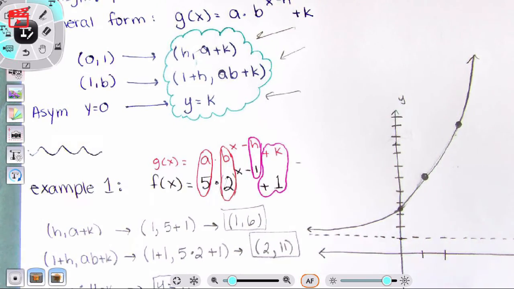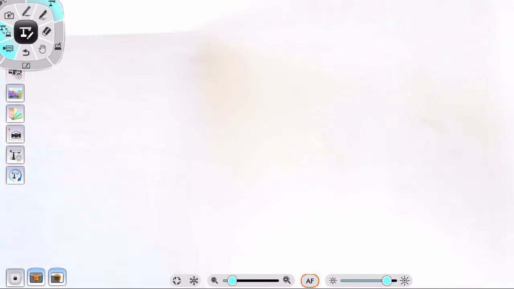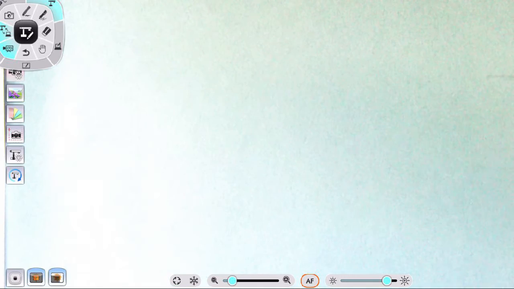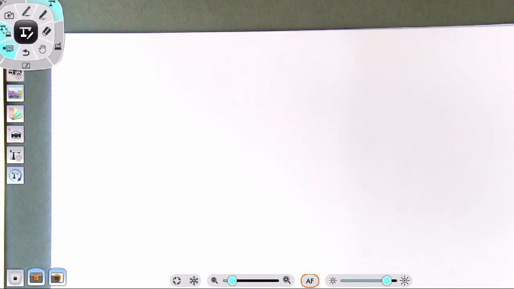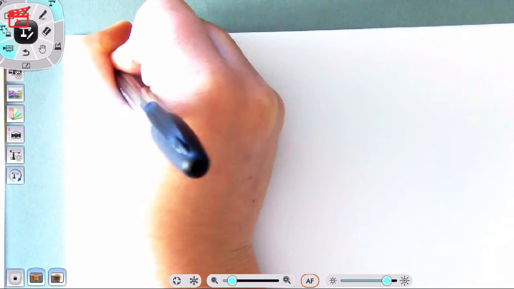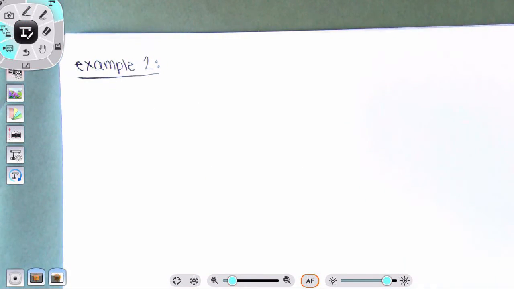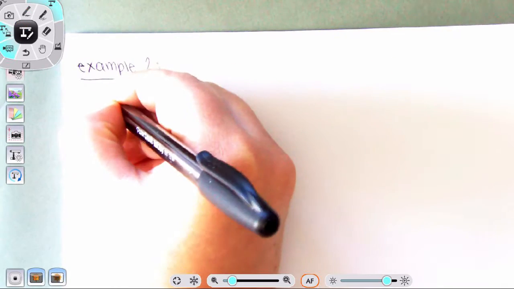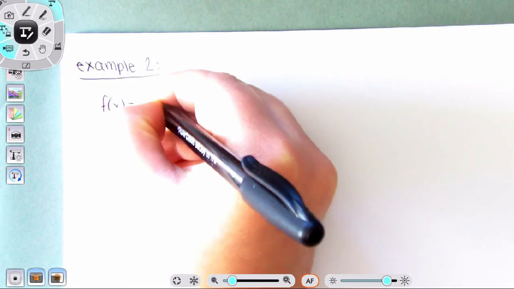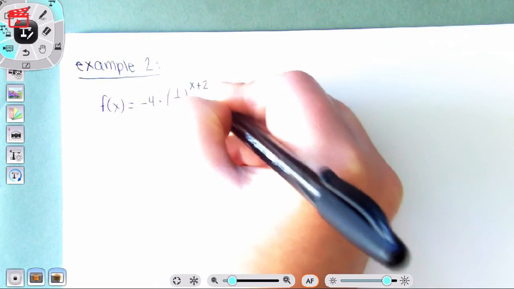Let's do one example of a decay. So this is example number 2. All right, example number 2, let's do a decay. Let's do this one. f of x is equal to negative 4 times 1/2 to the x plus 2 minus 2.